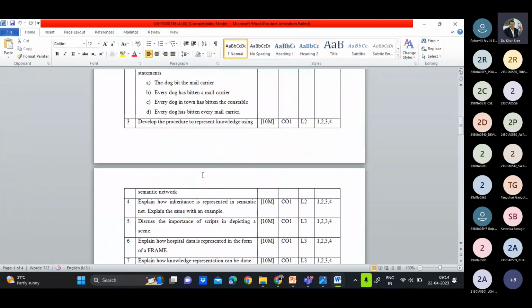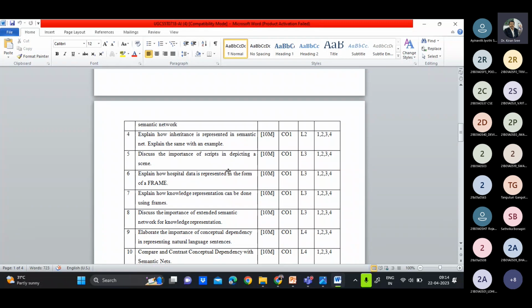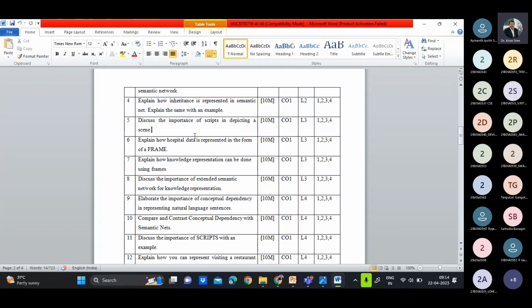Develop the procedure to represent knowledge using semantic network. Then you need to take a set of statements and then you have to explain. So obviously inheritance is used in semantic network. You can explain the same thing with respect to the example. Discuss the importance of scripts in depicting a scene. You can take any scene, whether it is a restaurant scene or coming to the institute and going back.